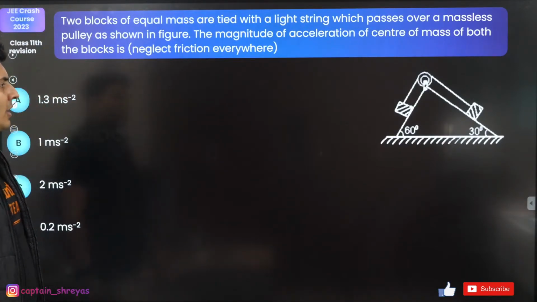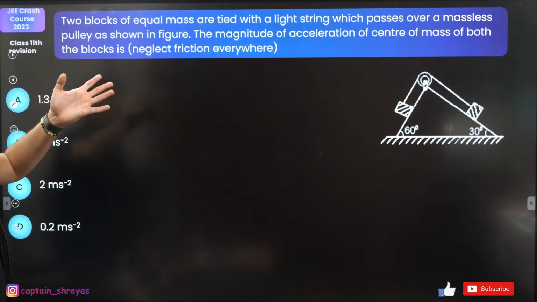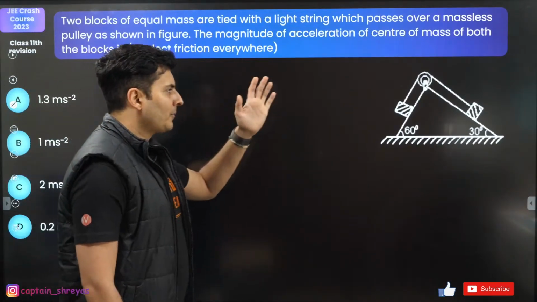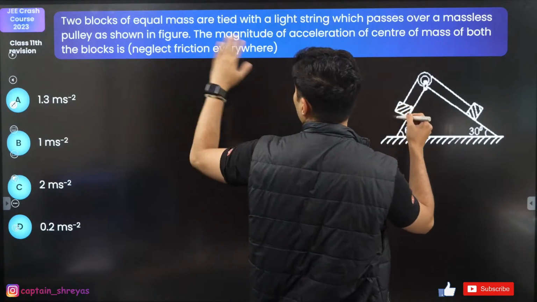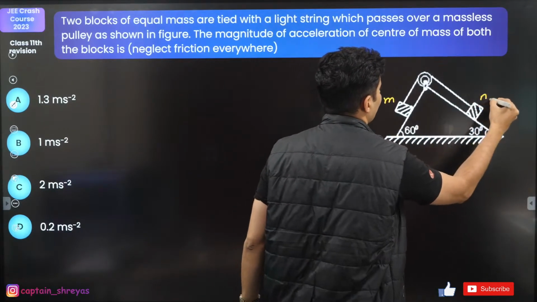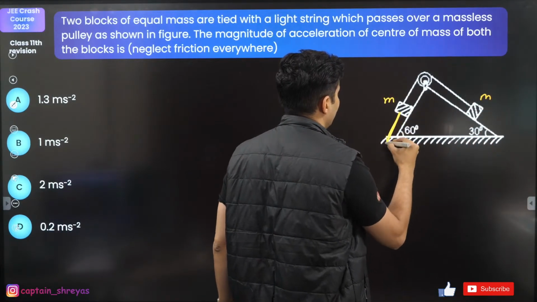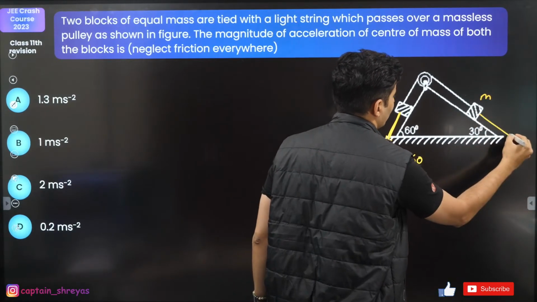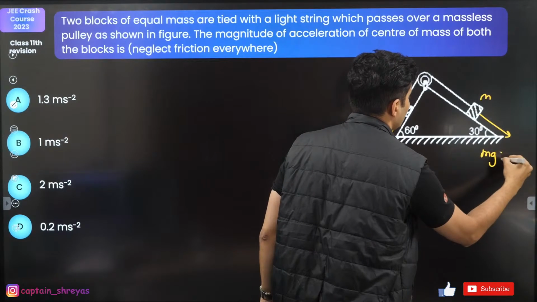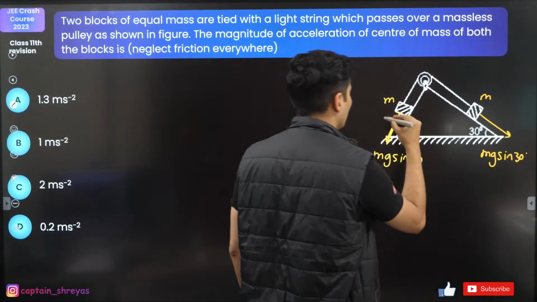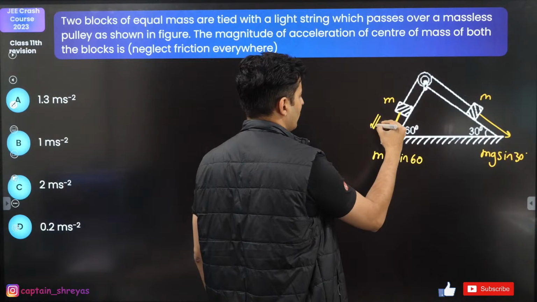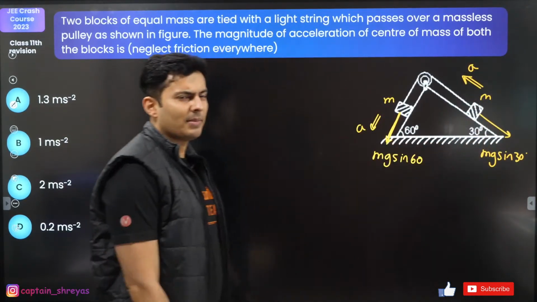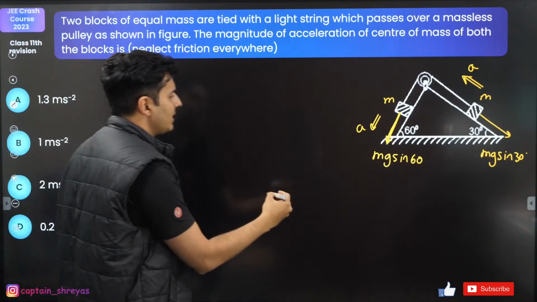Coming up on your screen. 2 masses given. What is the magnitude of the acceleration of the center of mass? First of all, in these kinds of questions, masses are equal. This is also M, this is also M. So there will be a force from this side, which will be mg sine 60. And there will be a force from this side, which will be mg sine 30. So obviously this will be the higher force. So acceleration will be here as well as here. Both will have the same acceleration. Easy to find the value of acceleration, guys.